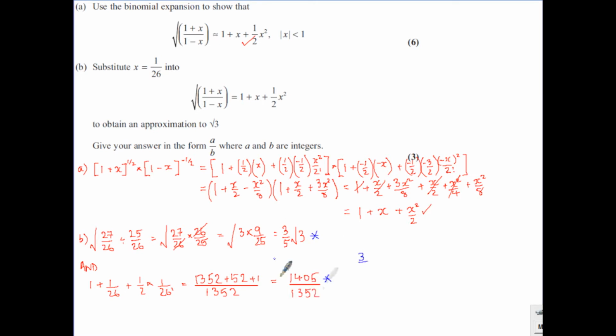Brilliant. And now I can equate those 2 bits because that's my approximation from there, look. So 3 over 5 of root 3 equals 1405 over 1352, times by 5 divided by 3 gives me 7025 over 4056. There's my rational approximation to irrational root 3. Brilliant. 9 marks. Hope you found it fairly straightforward as well.